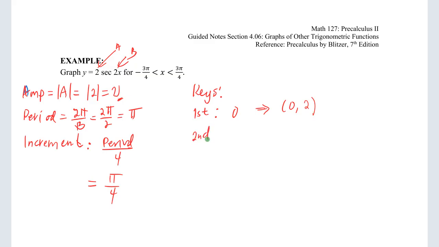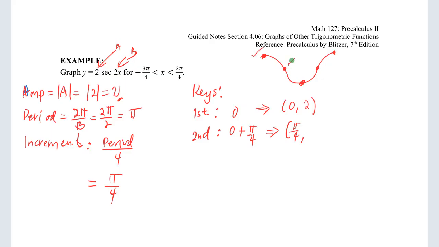Second point, we now have 0 plus the increment pi over 4. This is now pi over 4. And then remember the graph of a cosine function would look like this. We have the maximum point, the point on the midline, then the minimum point, then the point on the midline, and then going back to the maximum point. All right, so we're okay with this now.